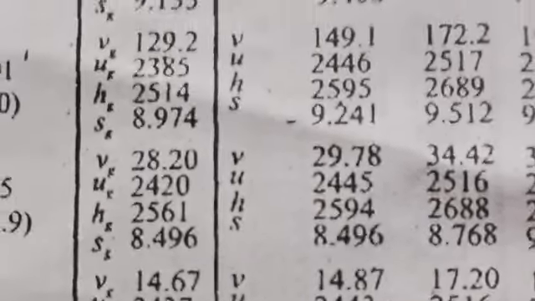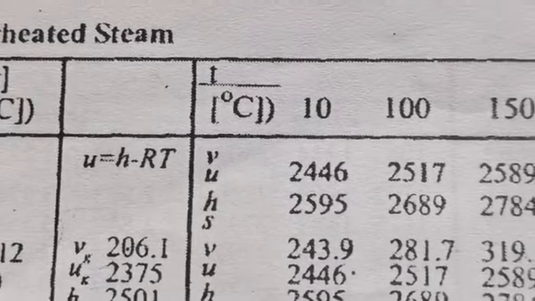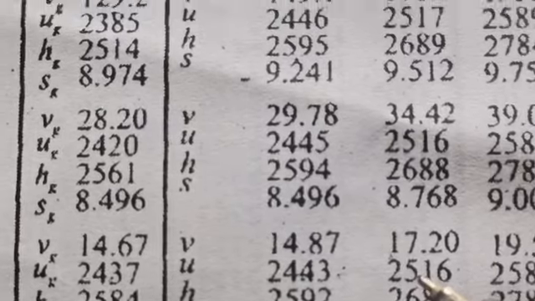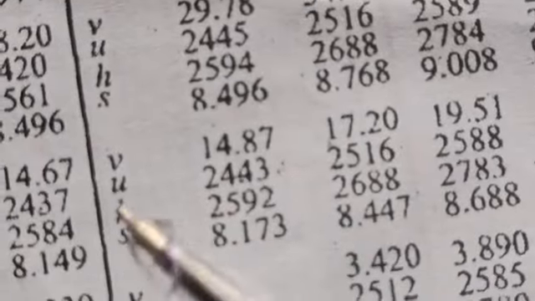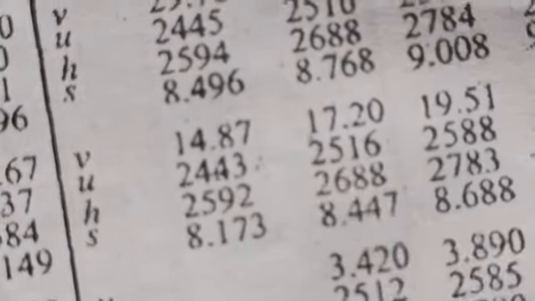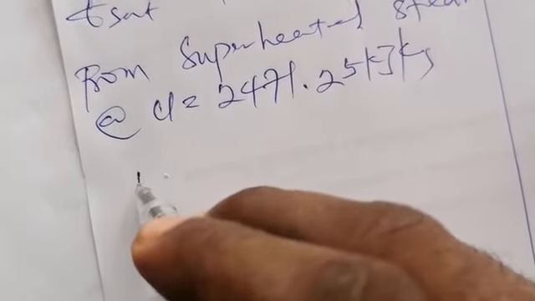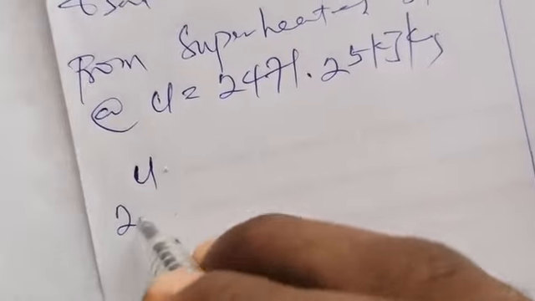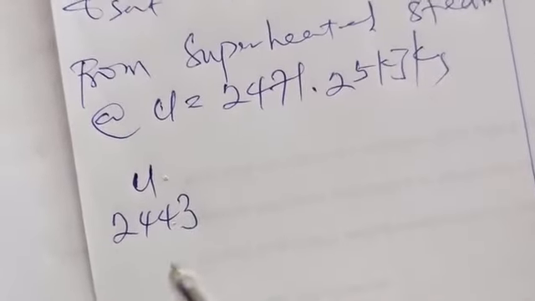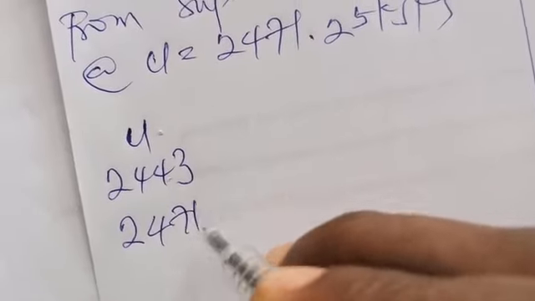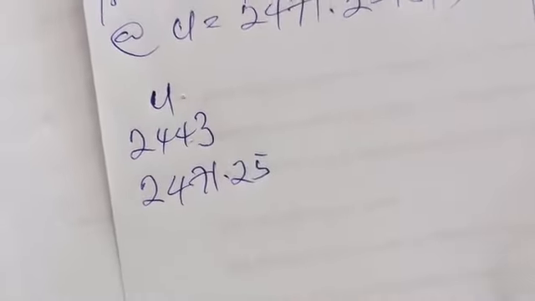These two internal energies have temperatures here, 10 degrees and 100 degrees Celsius. So we'll have to interpolate to obtain the value. All right, so let's try that and see now. So we had 2443 and 2516. So let's interpolate now. These are the internal energies we have. We had 2443, and we are looking for the temperature corresponding to 2471.25.